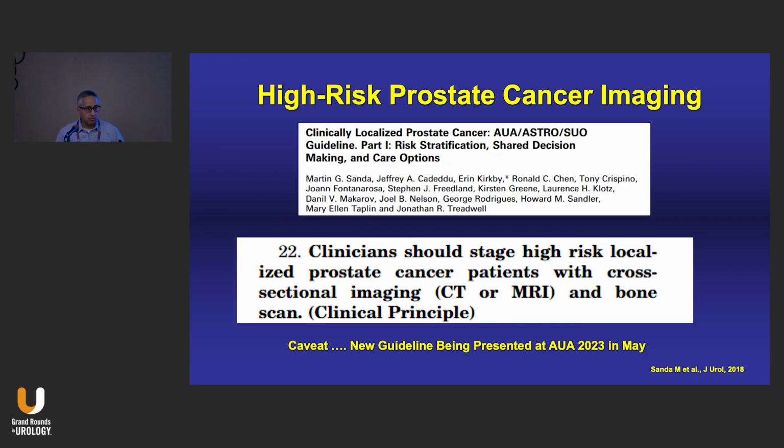So this is from the AUA SUO ASTRO guideline. This is from 2018, guideline statement number 22, which says clinicians should stage high-risk localized prostate cancer with cross-sectional imaging, CT or MRI, and bone scan. Now, here's the important caveat to that. This is going to be probably revised. So we have new guidelines coming out.